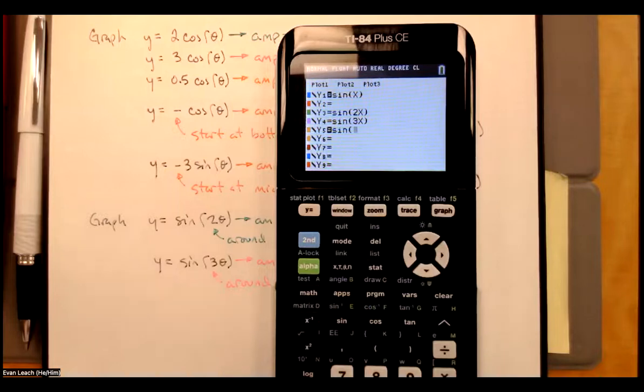Now I want the sine of 0.5x or theta. We're going to interpret this the same way. We're going to go around the circle half as fast. So what's the period going to be for sine of 0.5x? We're going around half as fast.